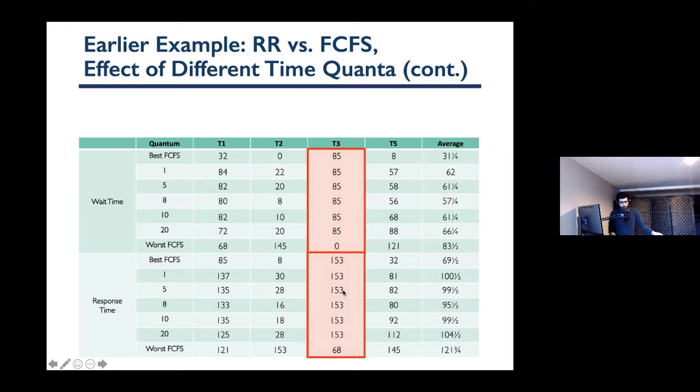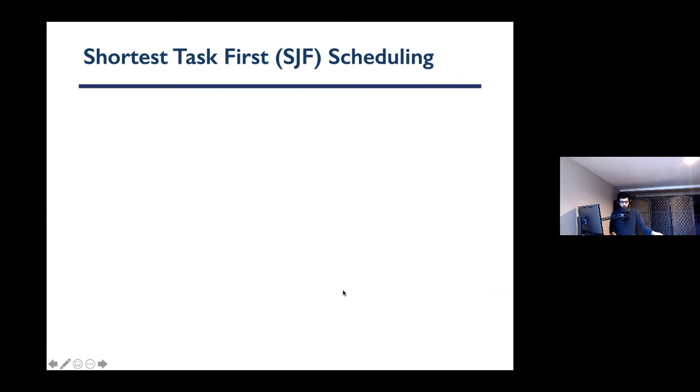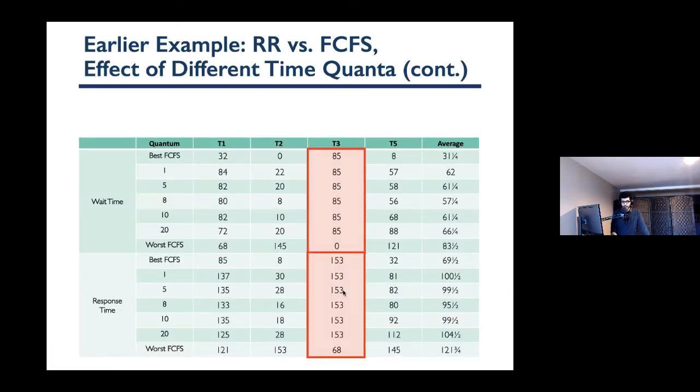Now, this should mean something to you right now. This example shows that if you're a long task, you're the least affected when the length of the time quantum changes. And if you're the shortest task, you're the most vulnerable, the most affected, when it comes to the length of the time quantum. Because it makes sense, right?